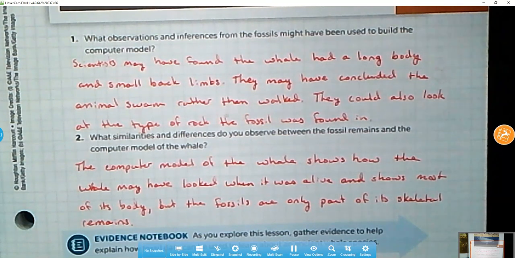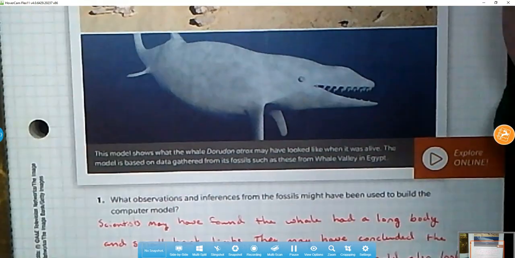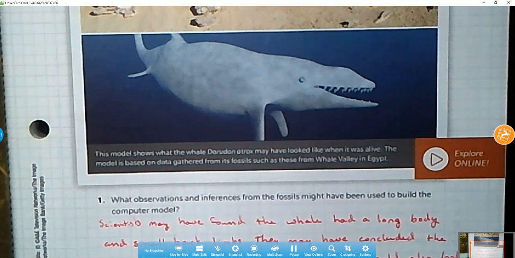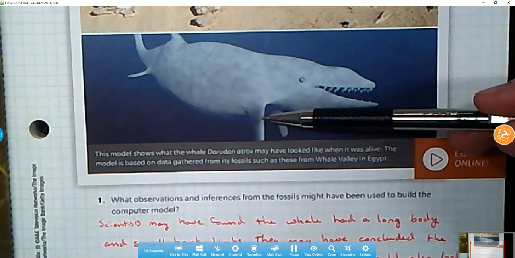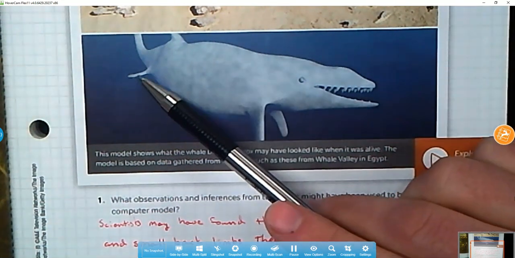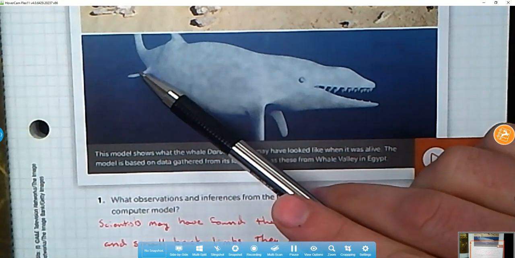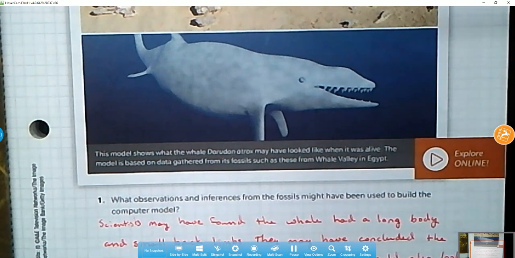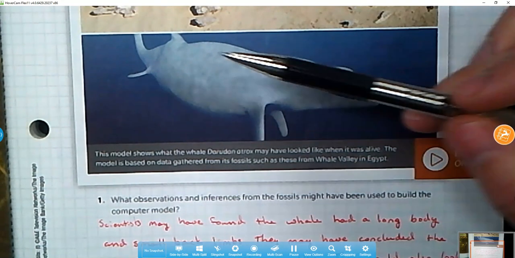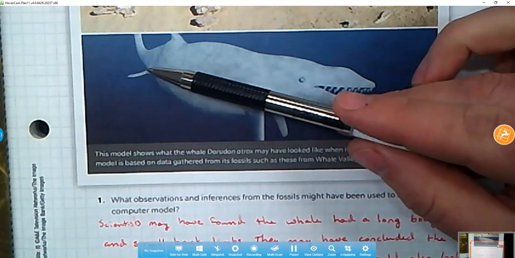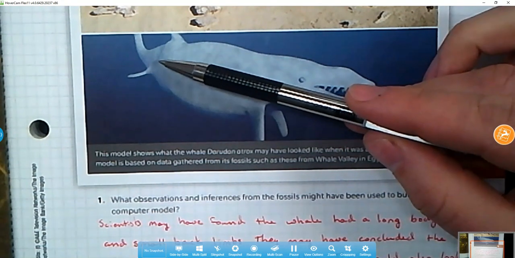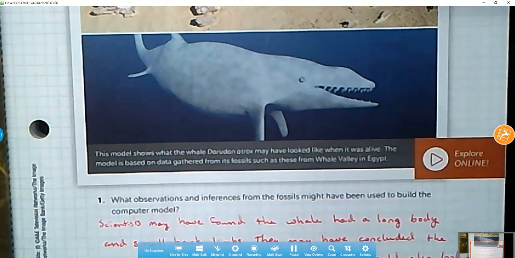Now, if you look at this whale, it's a little bit different than the whales we have today. It has the front fins that are kind of like legs, but this one actually has back ones too, back fins. Whales today don't have these back legs. It's actually believed that whales were animals that at one time walked on land, but through millions of years of evolution, they actually lost those hind legs. Actually, the bones for those hind legs are still found in whales. They're just on the inside. You can't see them.